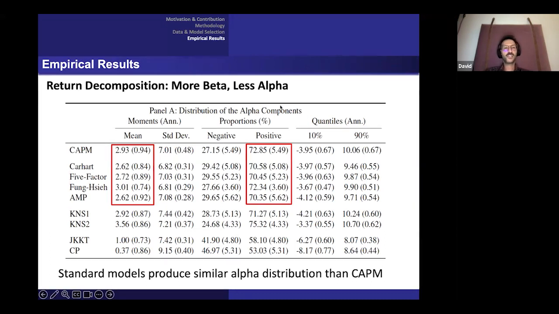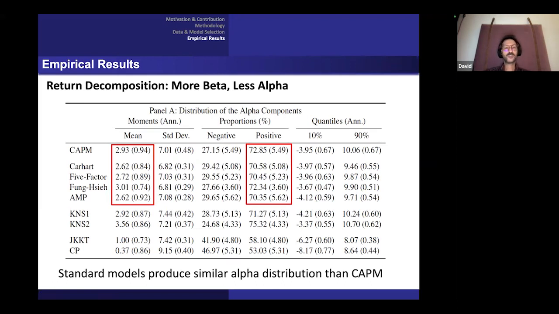You have the mean, standard deviation, the negative proportion, the positive proportion, and the quantiles for the alpha component. So this table summarizes the alpha component. If you were using a standard model, the CAPM, what you observe is that the average alpha is almost 3% per year. So you would conclude that hedge funds deliver 3% alpha per year to their investors, and that the proportion of positive alpha is massive, more than 70%. Right? So that's the first message.